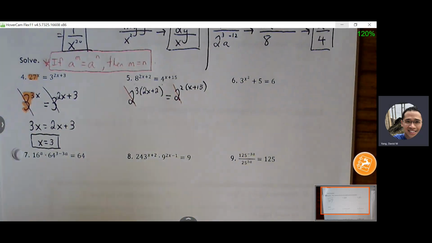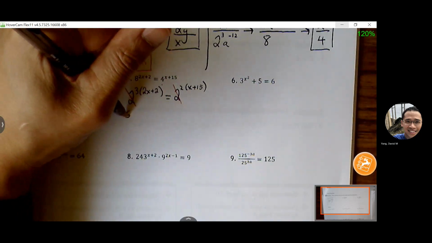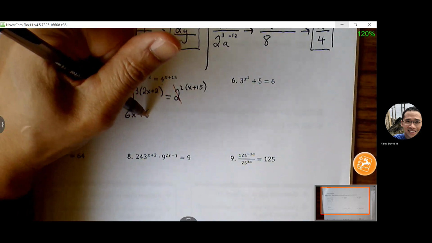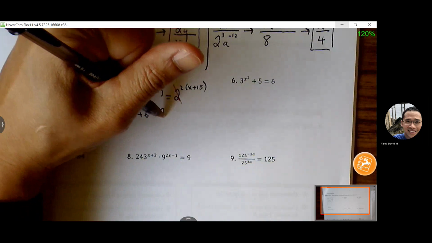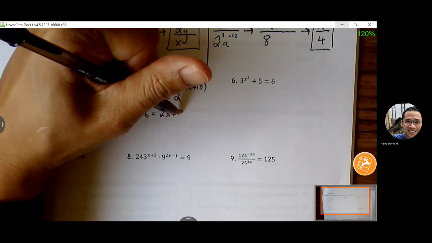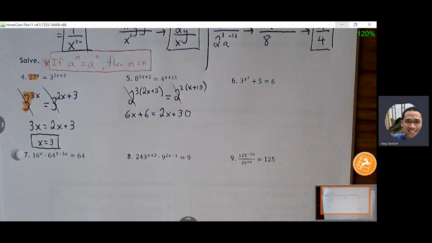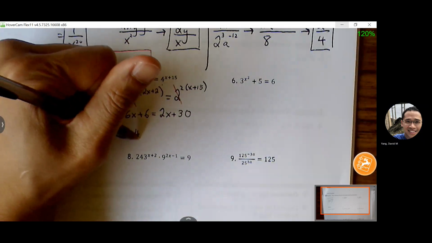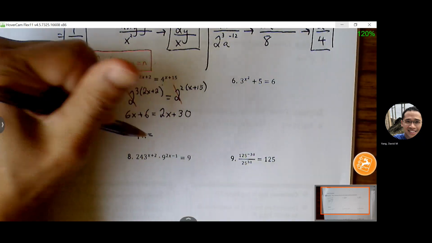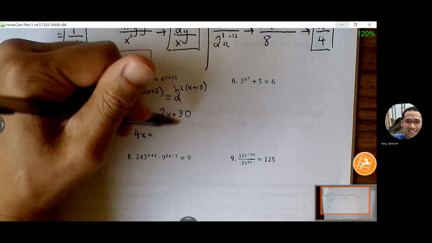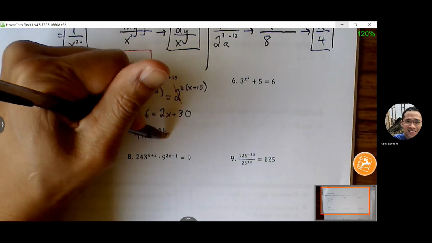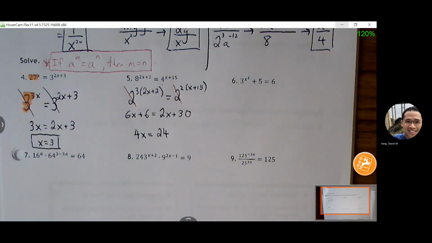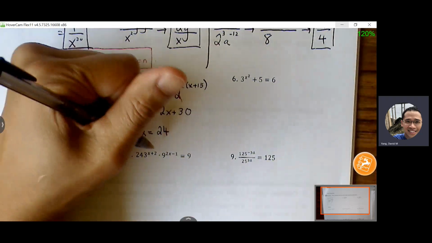Okay, distribute the 3 through. Combine the x's together, combine the like terms together, set them equal to each other. Solve for x equals 6.